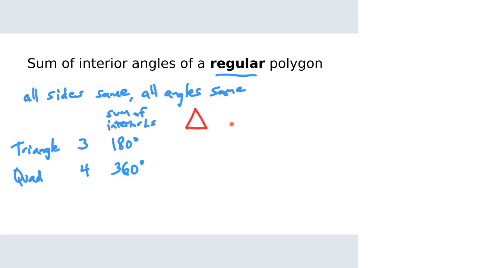I mean, I get it when it's a rectangle, but what if it's not a rectangle? What if it's instead a parallelogram? And now they're not all 90. So I don't know what these angle measures are. Well, here's how we can get that it has to be 360.